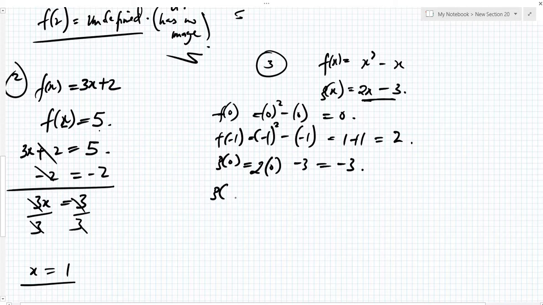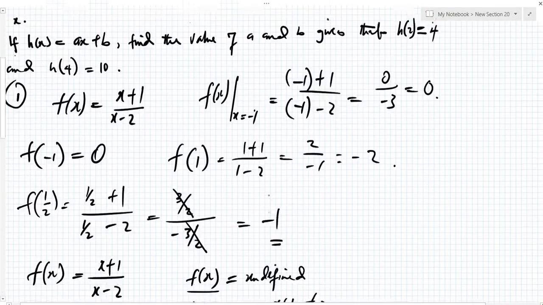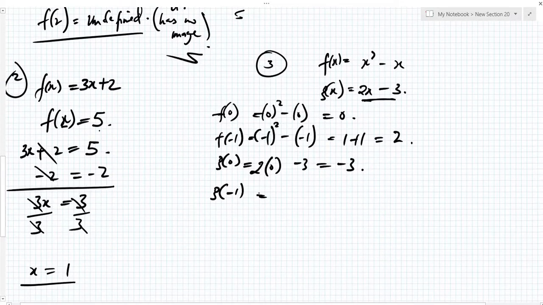The next one is g of minus 1. Wherever we see x, we substitute minus 1. So you say 2 times minus 1 minus 3. So 2 times minus 1 is minus 2, minus 3 will give you minus 5.